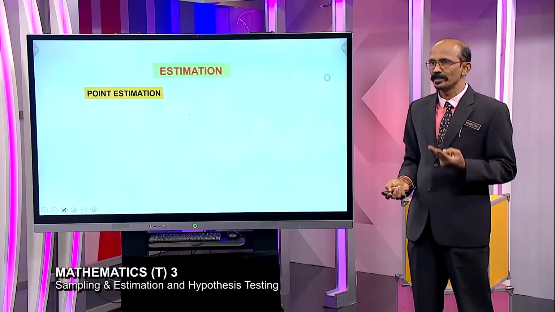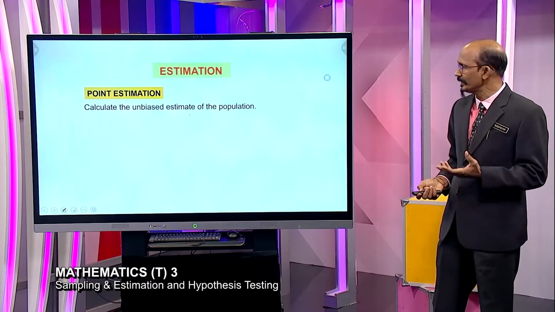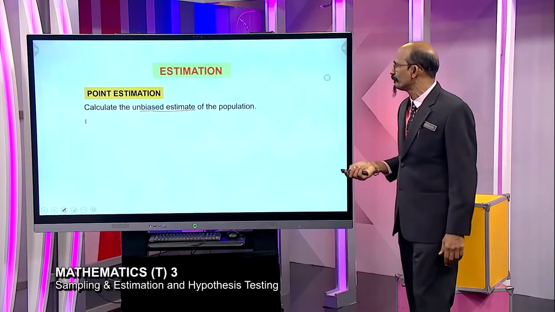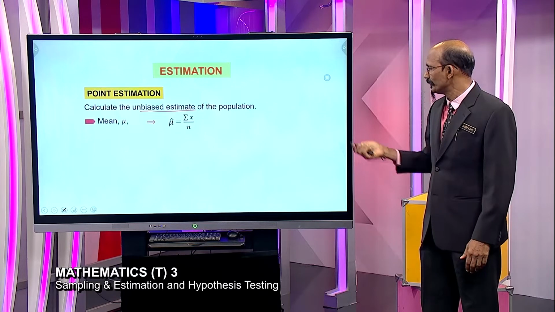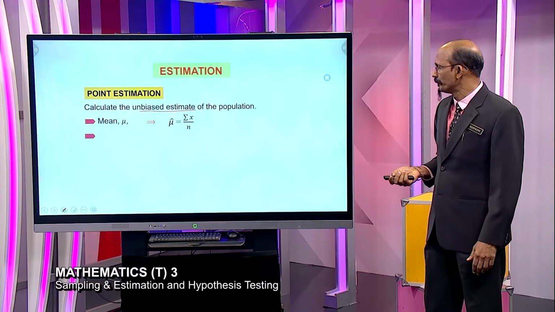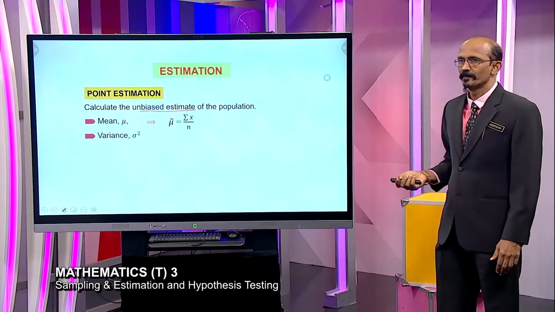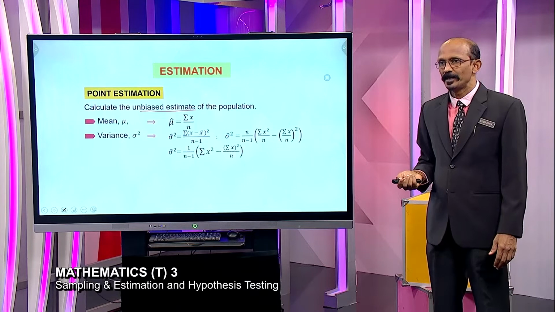Next is estimation, the second part of the chapter. Under estimation, we must know 2 things. One is point estimation. In point estimation, you must find the unbiased estimate. You need to find the unbiased estimate for the population mean, which is shown something like this, and then you need to find it for the population variance.